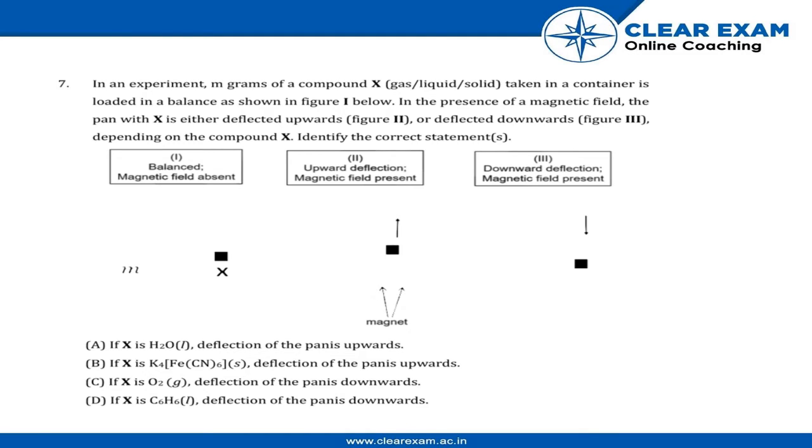Hello everyone. So the question given is: in an experiment, m grams of a compound X (gas, liquid, or solid) taken in a container is loaded in a balance as shown in the figure first below. In the presence of a magnetic field, the pan with X is either deflected upwards (figure 2) or deflected downwards, like in figure 3. Depending on the compound X, identify the correct statements.